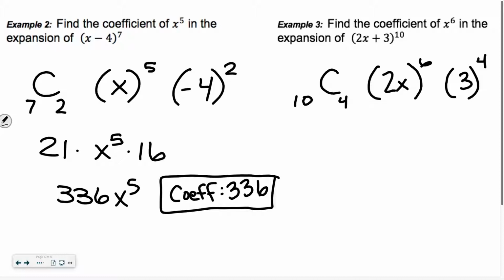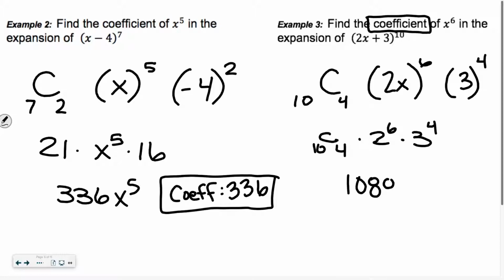Now, one thing you could do, since this is just asking about the coefficient, is in your calculator, do a combination of 10 choose 4 times 2 to the 6th times 3 to the 4th, right? You know x to the 6 is going to give you x to the 6. So I got 1,088,640.